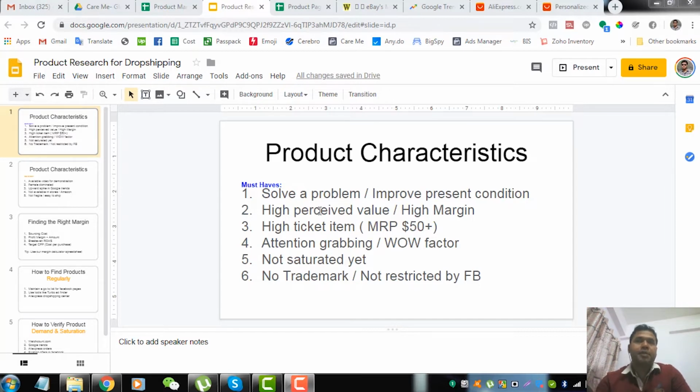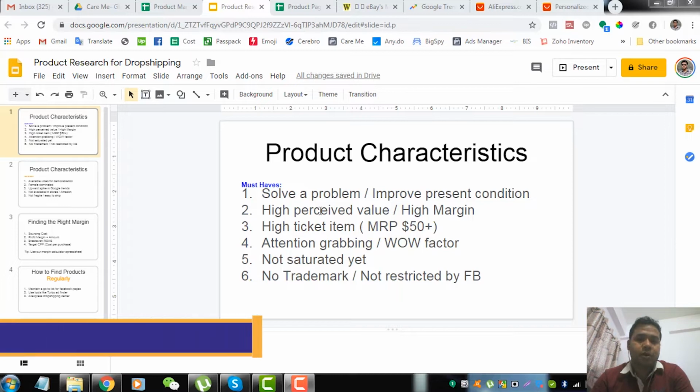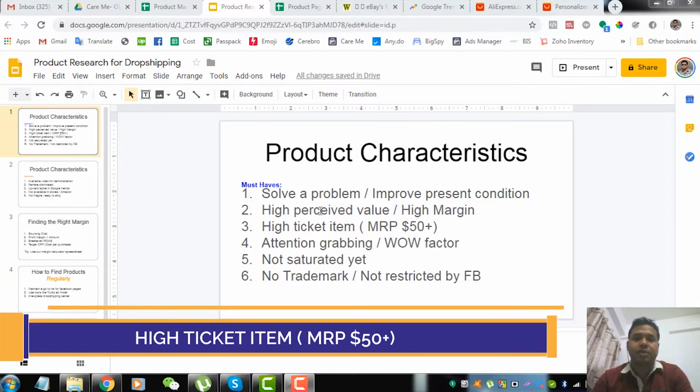Maybe it might be a smarter solution, but if the market is not ready to pay this much or a higher amount, then in that case you cannot be successful with this product, at least not with a dropshipping business. So high perceived value is an important criterion, high margin. That relates to product criteria number 3, which is high ticket item.